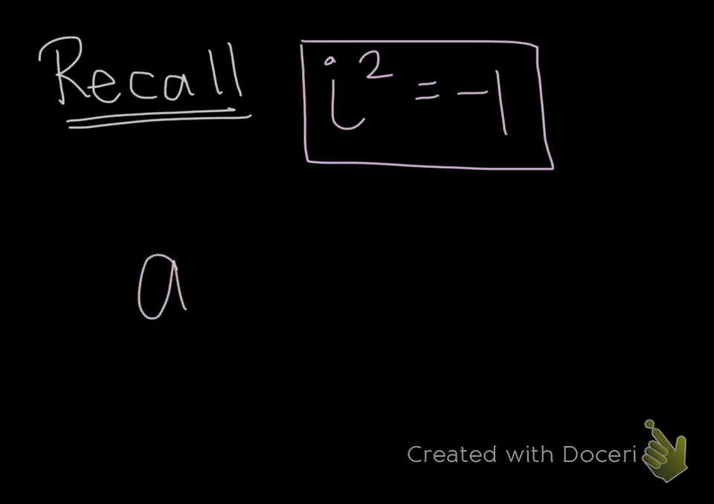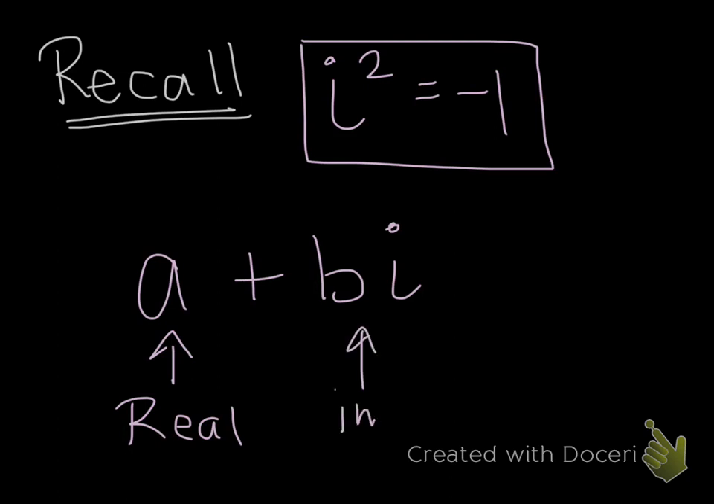Complex numbers will always look like this. So standard form says a plus bi. a is the real part, and b is our imaginary part. So if you don't have one part, meaning the real part 0 or the imaginary part 0, you still put it in standard form.